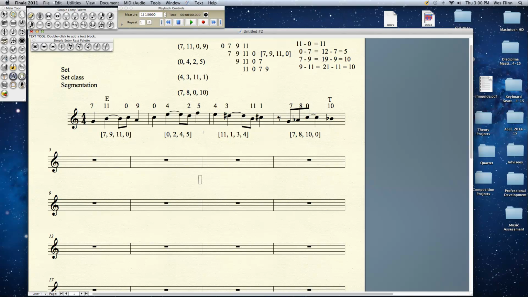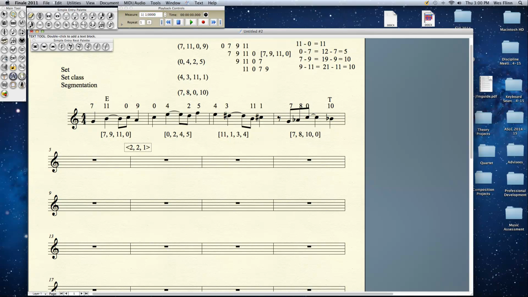Over here we have 0, 2, 4, 5. Well, 0 up to 2, 2 half steps. 2 up to 4, 2 half steps. 4 to 5, 1 half step. So in both cases, we see what we call an adjacency interval series of, sorry, I should have the brackets there, 2, 2, 1. That's kind of interesting. They share the exact same intervallic content. Different pitches, but they share the same intervallic content.